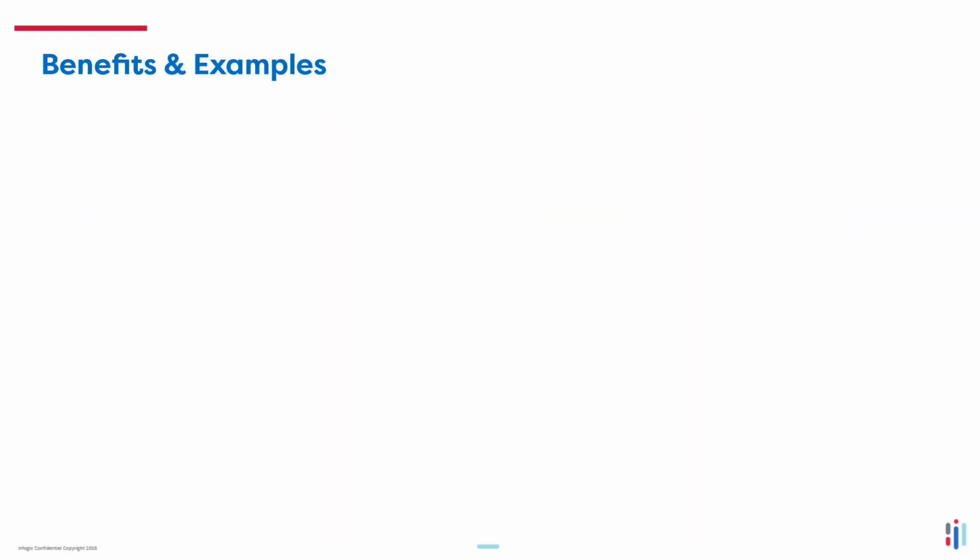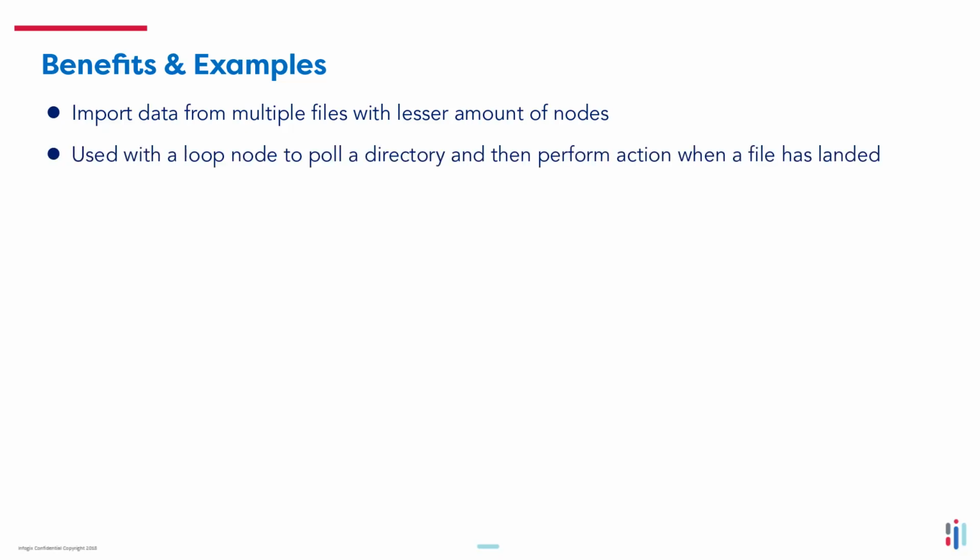Using the Directory List node in conjunction with a file reader node, you can import data from multiple files by using two nodes rather than a single node for each file. Using it in conjunction with a loop node, you can poll the directory and then perform some action when a file has landed in the folder.